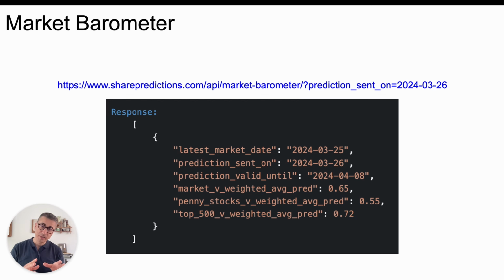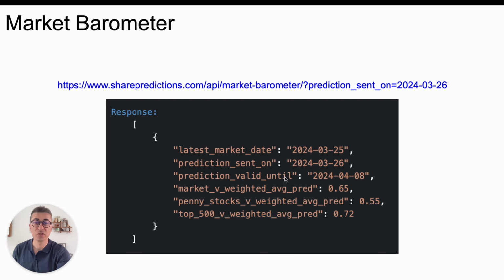It is good to remember that these predictions are updated on a daily basis. So we had a prediction on the 26th of March, for example, and the latest market date was 25th of March. But we are going to have a new prediction on the 27th of March. And when we send out that prediction, or when we make that prediction available in the system, the prediction sent on is going to be equal to 2024 03/27, and the latest market date is going to be in that case the same year and month, but 26.